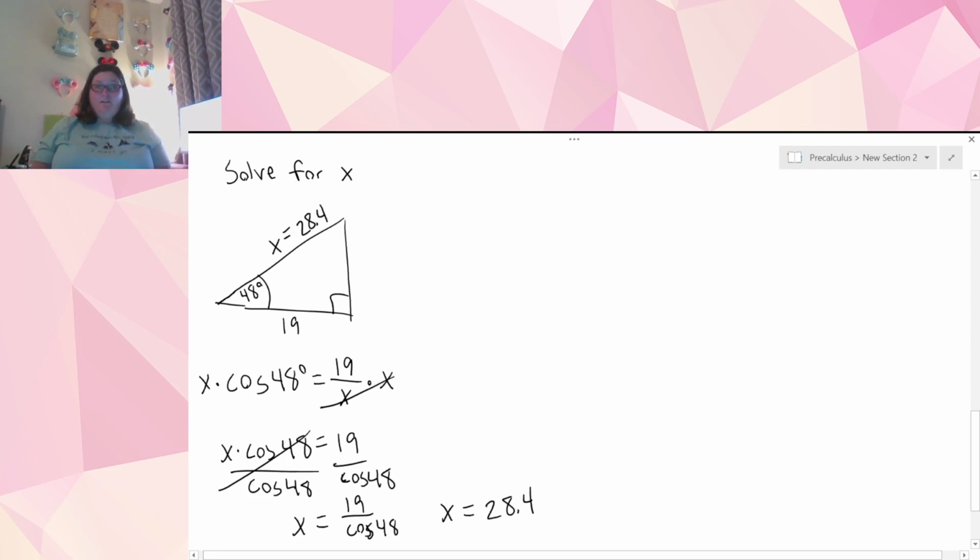And if I wanted to find my other side length and calculate the rest of my trig functions, I could using Pythagorean theorem and SOHCAHTOA. But all they wanted us to do on this one was solve for x. So my value of x was 28.4.